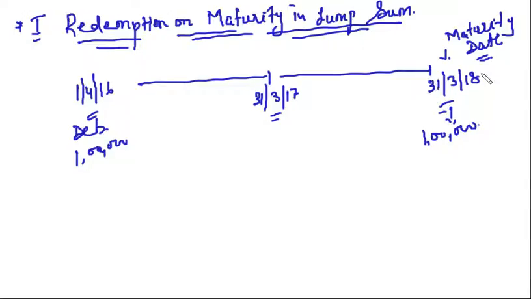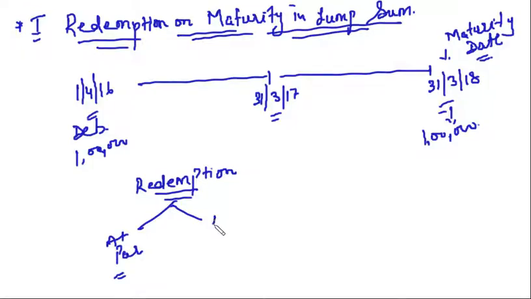That is, on the maturity date, we are paying the debentures in lump sum. We might pay them at par or at premium. Always remember one thing, redemption can be in two forms only, either at par or at premium. Clear?